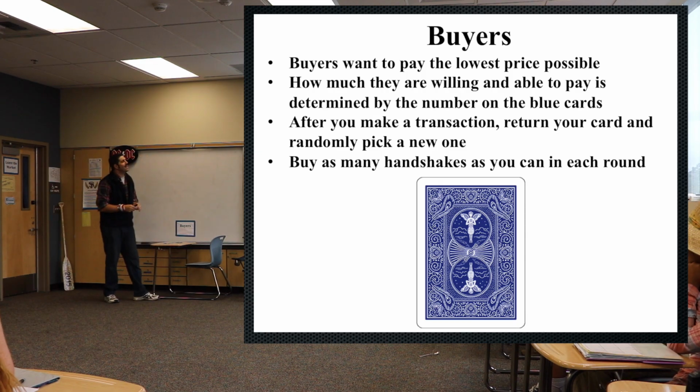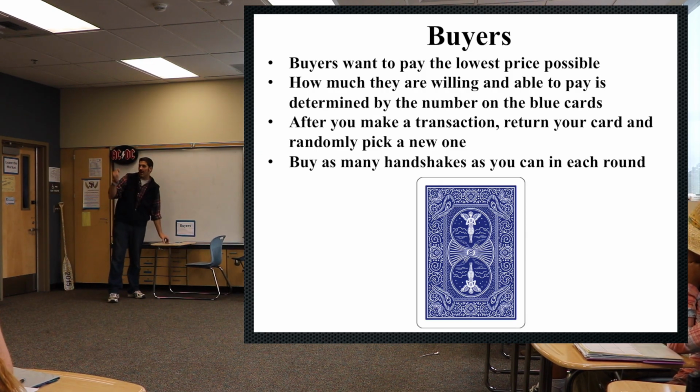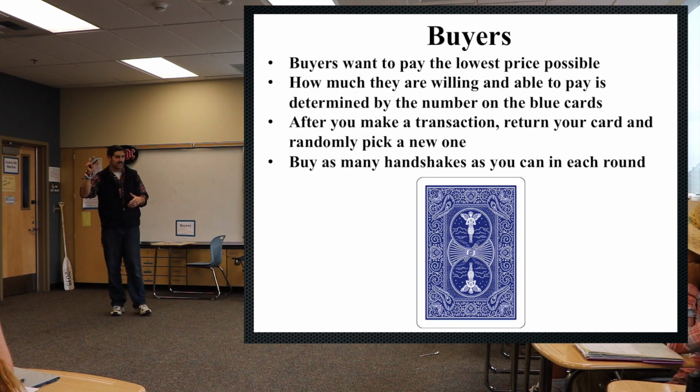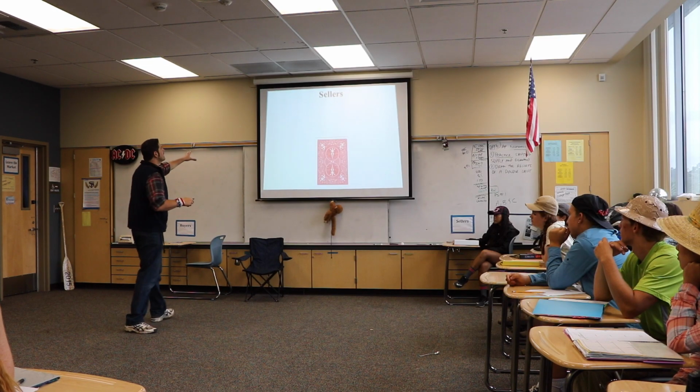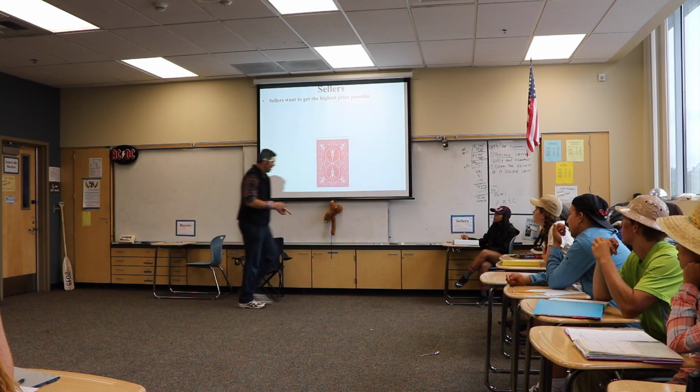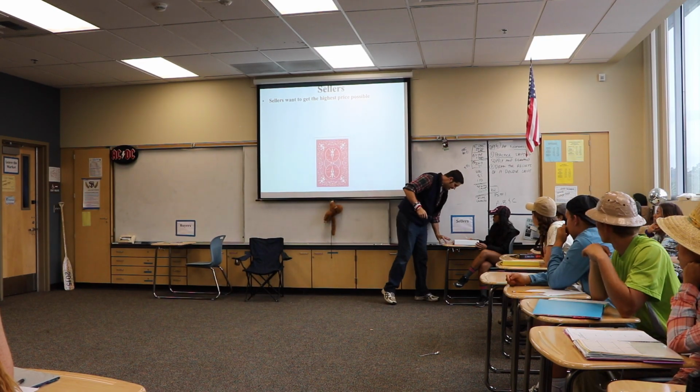Next thing, buy as many handshakes as you can in each different round. We'll have at least 4 rounds. So each time you want to buy as many as you possibly can to get the highest score possible. You already have your score sheets. Sellers, same idea. Sellers want to sell things for the highest price possible. Those cards are over here at this desk, right? And they'll be passed out to you randomly.